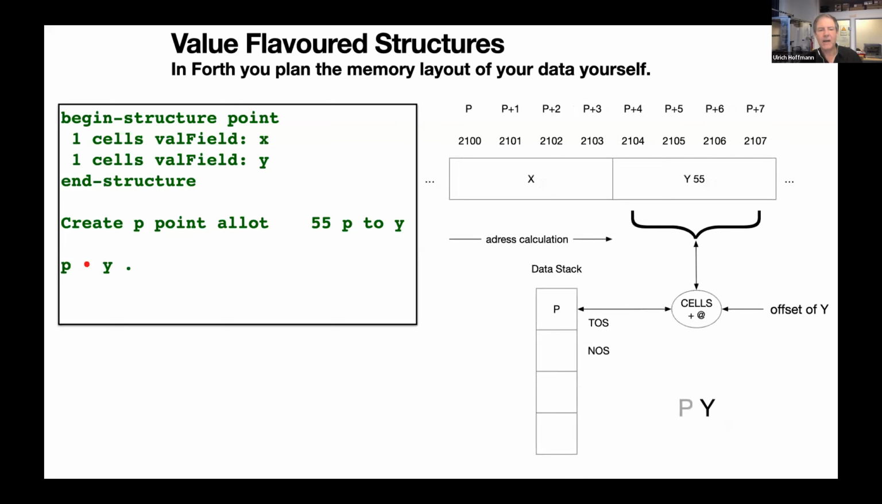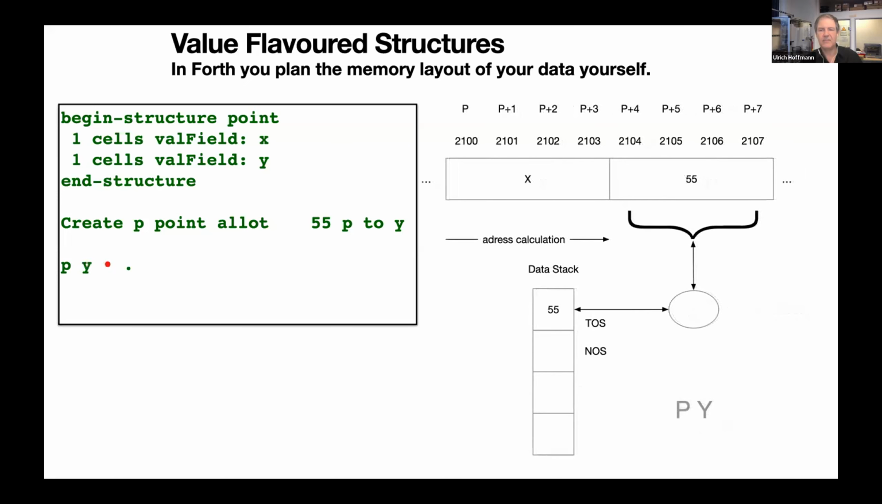And now y does more things. It does the address calculation, and it also fetches the value. So it's cell plus and then the fetch, so that 55 directly goes to the stack, and then we can print it. So that's the idea.